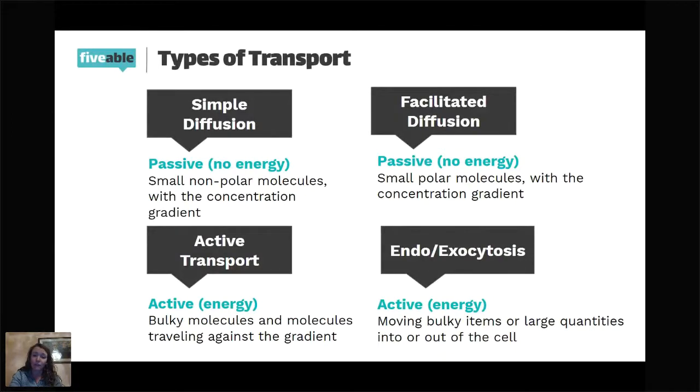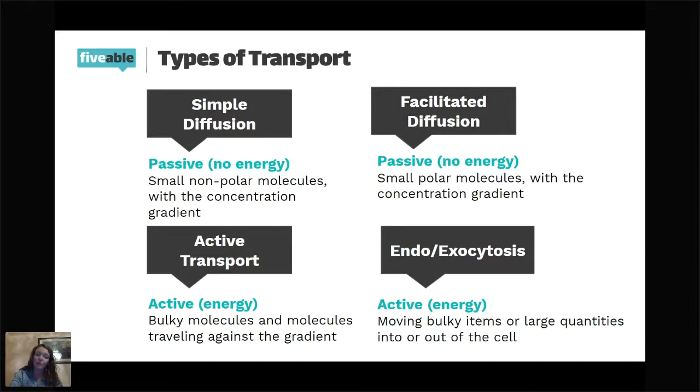Facilitated diffusion, our focus for today, when we eventually get there, is also passive, meaning that no energy is required. And these are for small polar molecules with the concentration gradient. So they're still going from high to low. We're still not using any energy, but this time our molecules are polar, and therefore they need a little extra help to get through those tentacles or fatty acids in the inside of the plasma membrane.